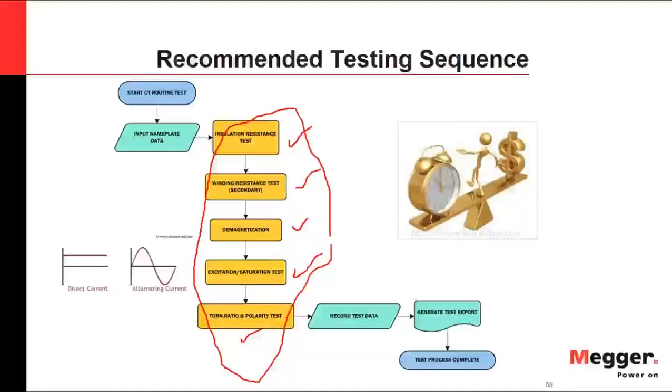Now you know the excitation and saturation test typically is done with AC, but if the saturation knee point goes beyond 2,000 volts, the easiest way to go is with DC. So now those two technologies are available, having this alternative technology, which is the DC application. Finally, you record all the information, you generate your test report, and your testing process is complete.